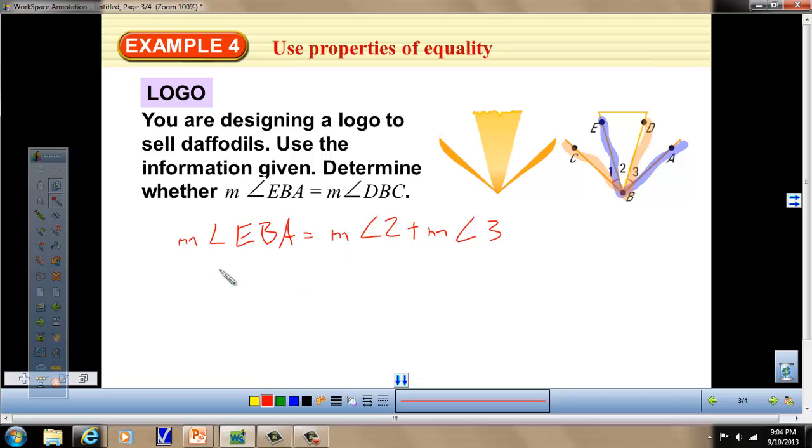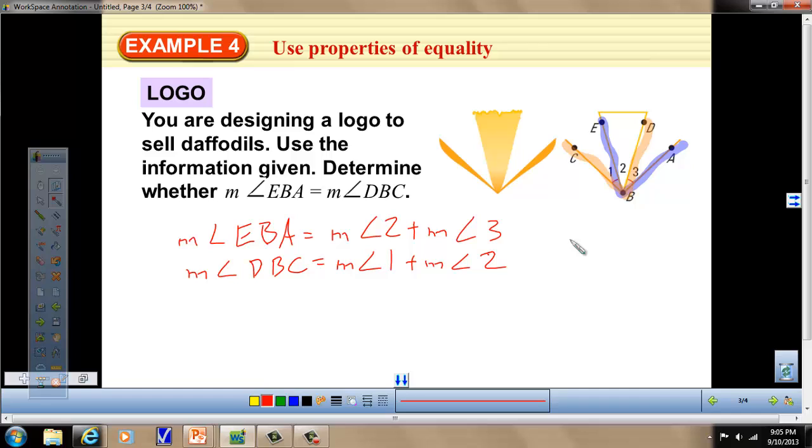If we look at the measure of angle DBC, we know that that is equal to the measure of angle 1 plus the measure of angle 2. So these two angles right here.